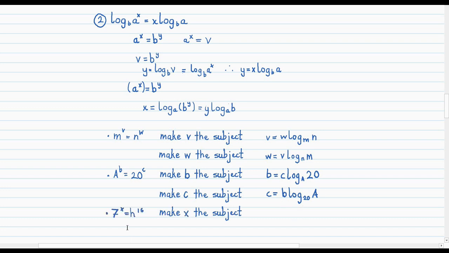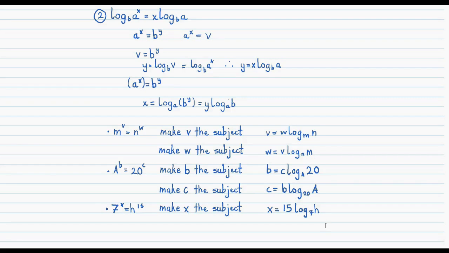Lastly, we have 7 to the power of x equals h to the power of 15. This question now has two numbers, but the working still stays exactly the same. Pause and try it out. So x equals 15 times log h base 7. Then try to make 15 the subject. You get 15 equals x log 7 base h.